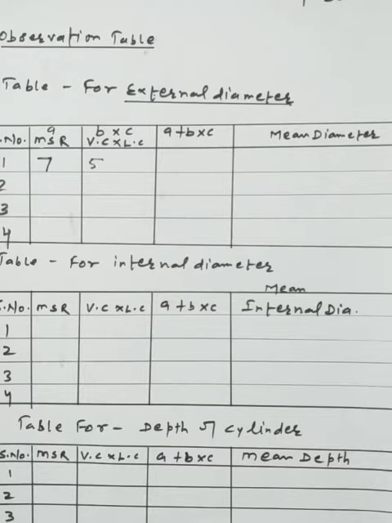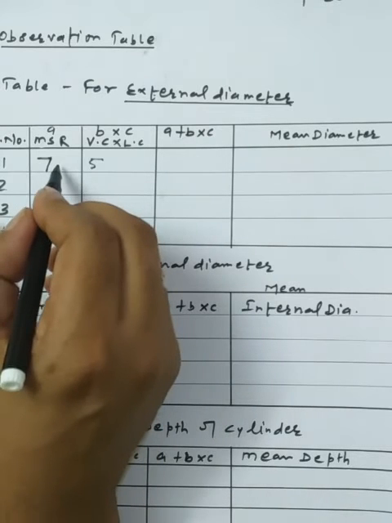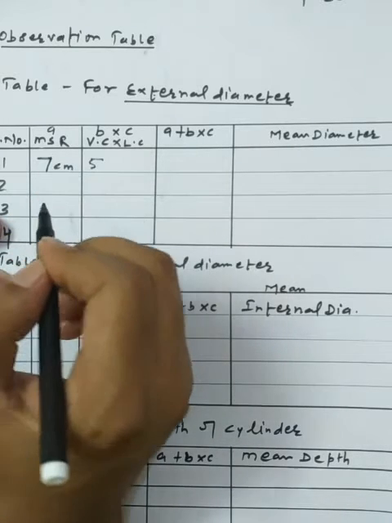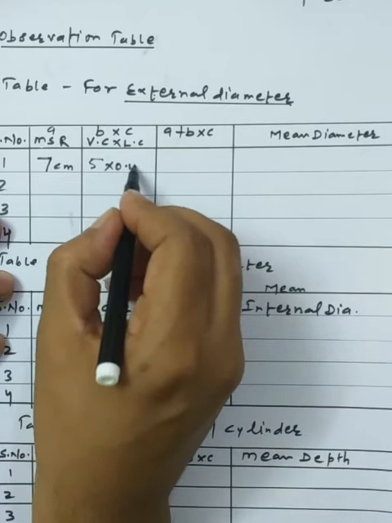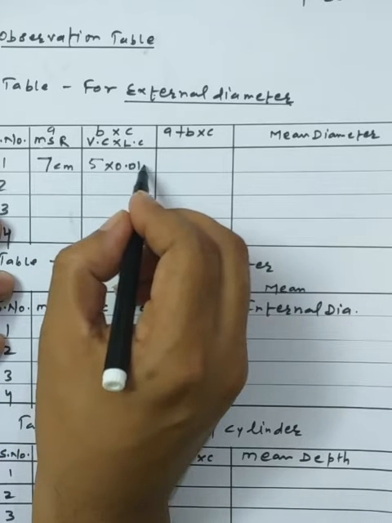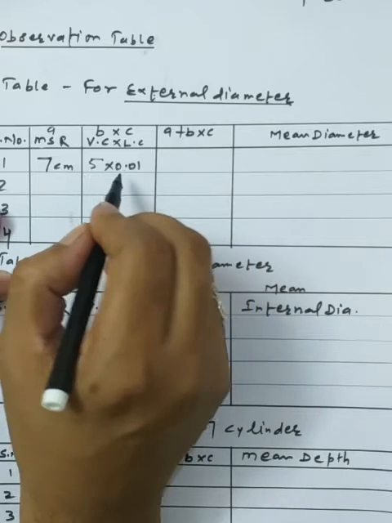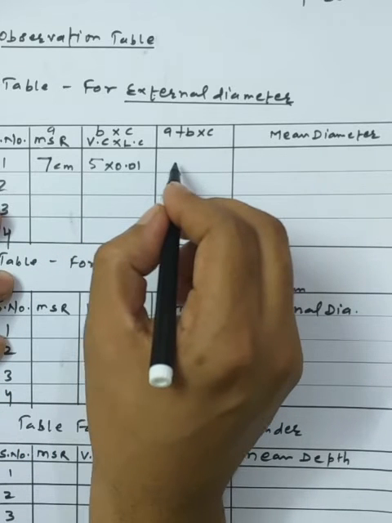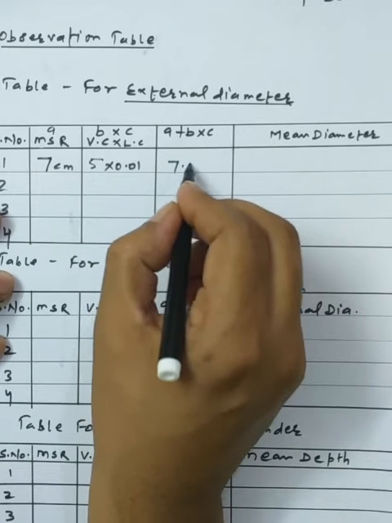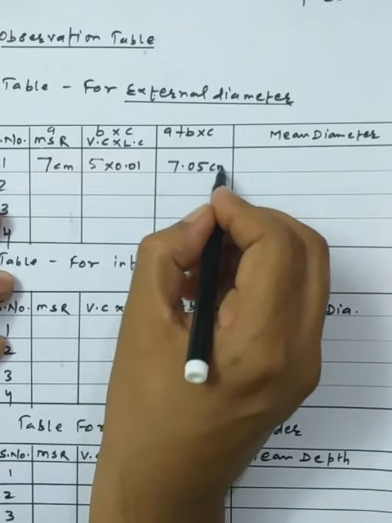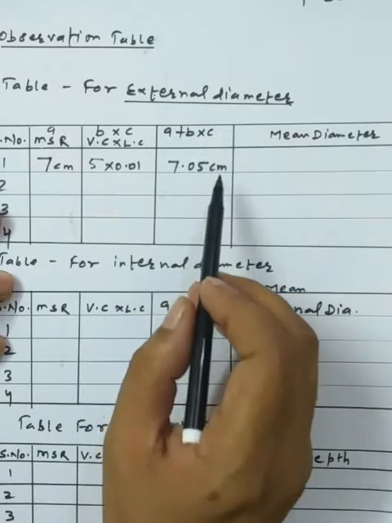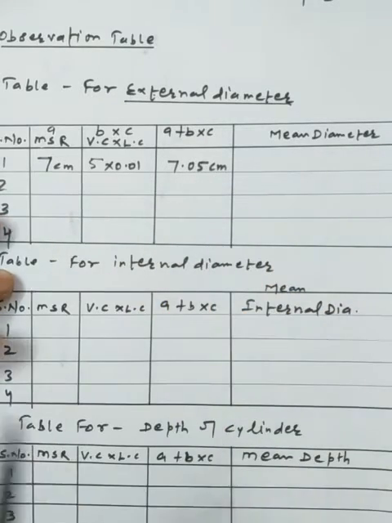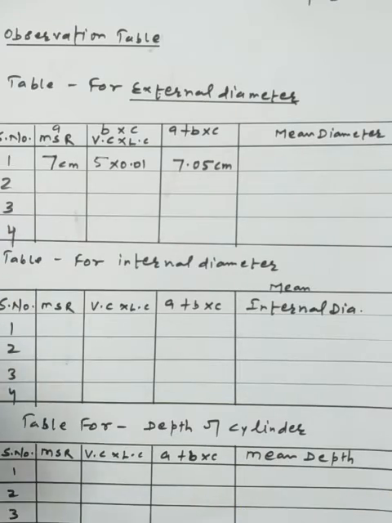Now we will take another reading in a different manner, and as we are approaching the 7, it should be in centimeters, and the vernier constant is the number, and we are multiplying it by 0.01 centimeter. So 7.05 centimeter is a possible reading we have, as we are making the clubbing of that part. Okay, so next reading we have.